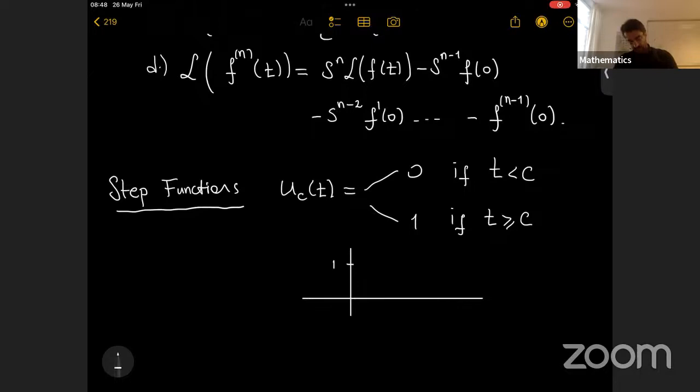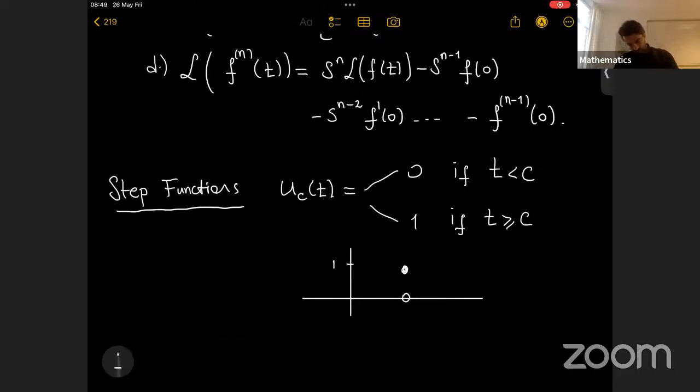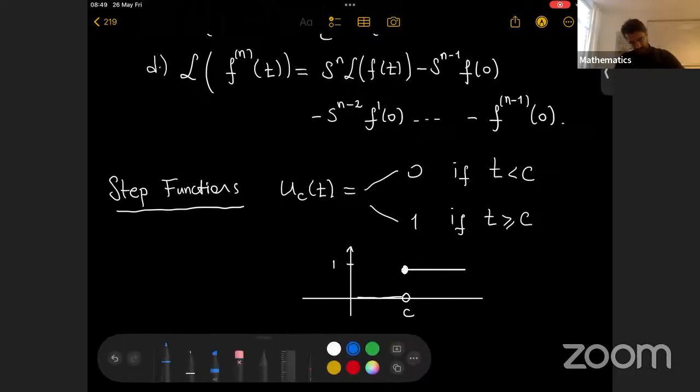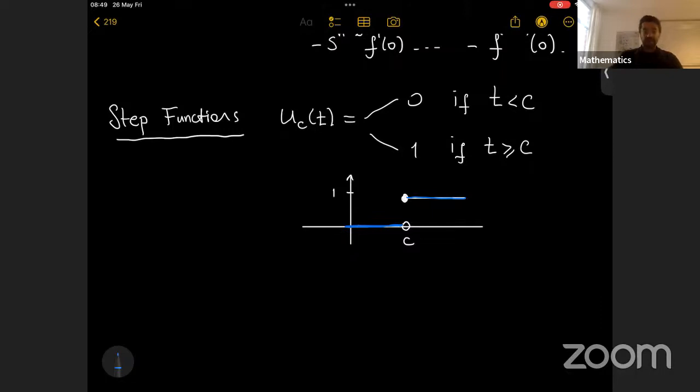It's this, right? When t is greater than or equal to c, it's 1, otherwise it's 0, okay? All right, so this is u_c(t). And the nice thing is when you have a piecewise discontinuous function, you can write it in terms of the step functions. And we can compute the Laplace transform of step functions easily. So this will help to find the Laplace transform of a piecewise continuous function, okay?